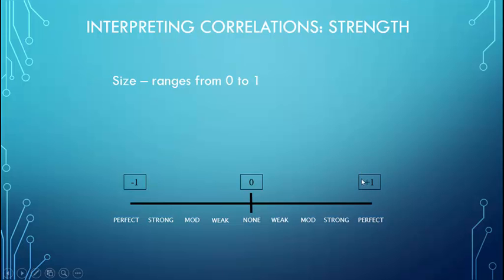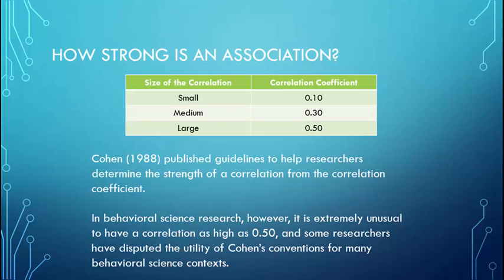A correlation of +1 would be a perfect positive correlation. Those are the strongest. The closer your decimal is to 0, the weaker your correlation is. And the closer your correlation coefficient is to 1 or to -1, the stronger the correlation between the variables.